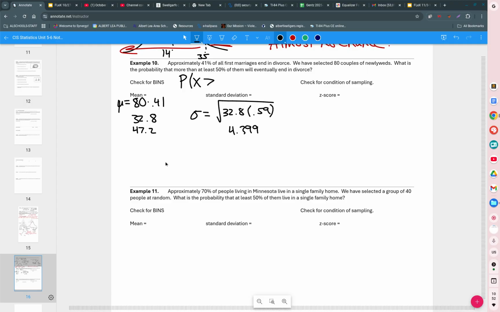So I want to know the probability that x is greater than what? Greater than 40. We want to know the probability that at least half of them will end in divorce, and half would be 40.